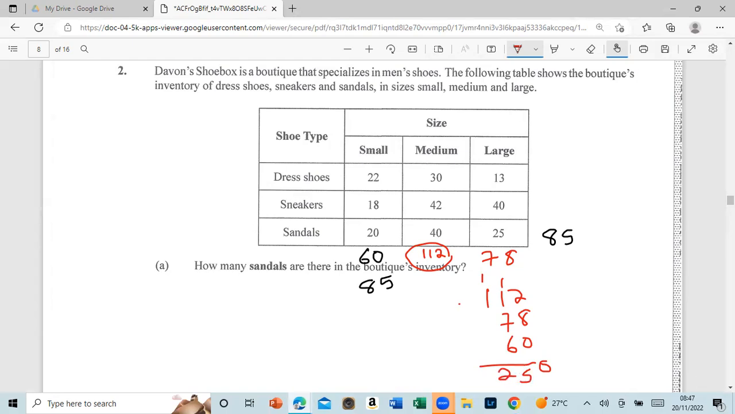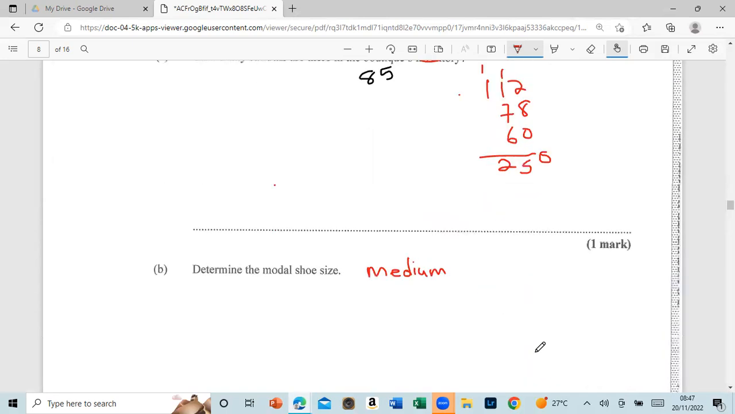All right. So the probability of choosing a medium, let us put it here, it will be 112 over 250. You can use a calculator to break it down. So 112 over 250, and that's 56 over 125. So that's the probability of choosing a medium shoe.